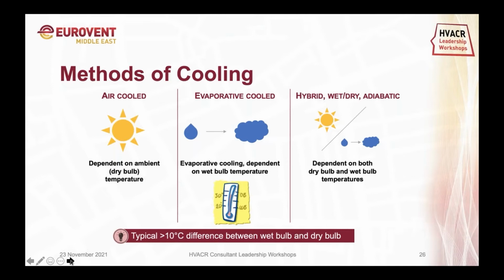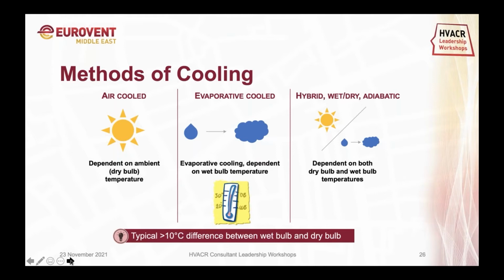And then there is a third method which is a hybrid of wet and dry, where we use either air or water depending on the season, depending on the day temperature, and depending on the requirements. Or otherwise there is another way of cooling, which is called adiabatic. So both hybrid and adiabatic are dependent on both dry bulb and wet bulb temperatures, whereas the air cooled method is dependent only on the dry bulb temperature, whereas evaporative cooled methods are based on wet bulb temperature.